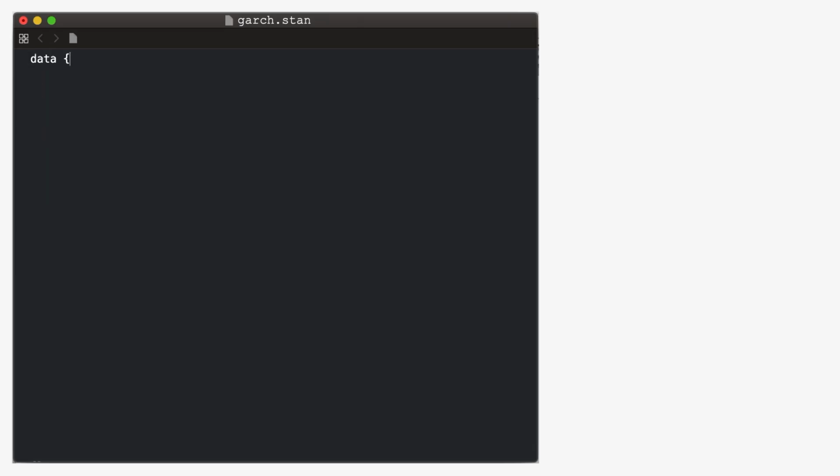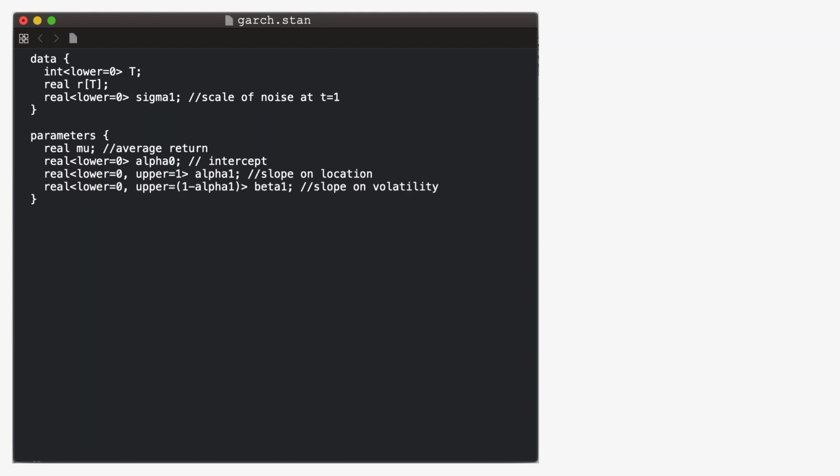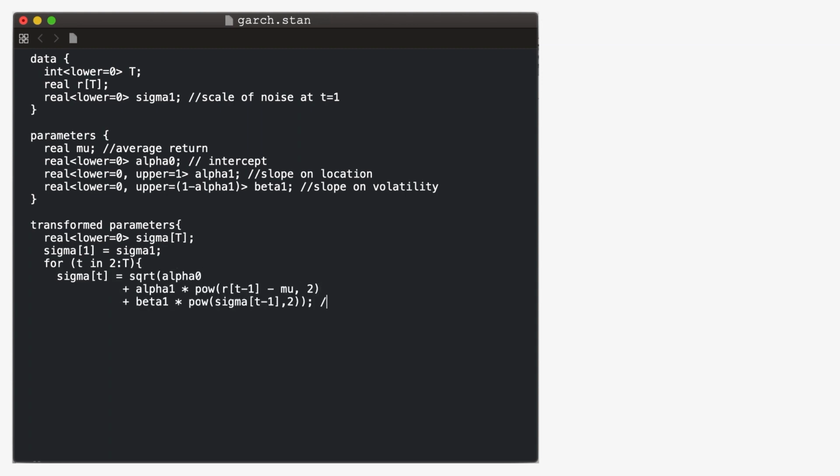For the Stan model, in addition to the number of data points and the percentage change data, we also must define the volatility at the first time step. The parameters are the same as previous, but now we have the additional slope from the previous volatility component, beta 1, and the constraint that the sum of alpha 1 and beta 1 must be less than 1. To keep things clean, in this model, we will write sigma as we have just defined inside of a transformed parameters block. And then again, the model block defines wide priors on the parameters and the Gaussian likelihood.